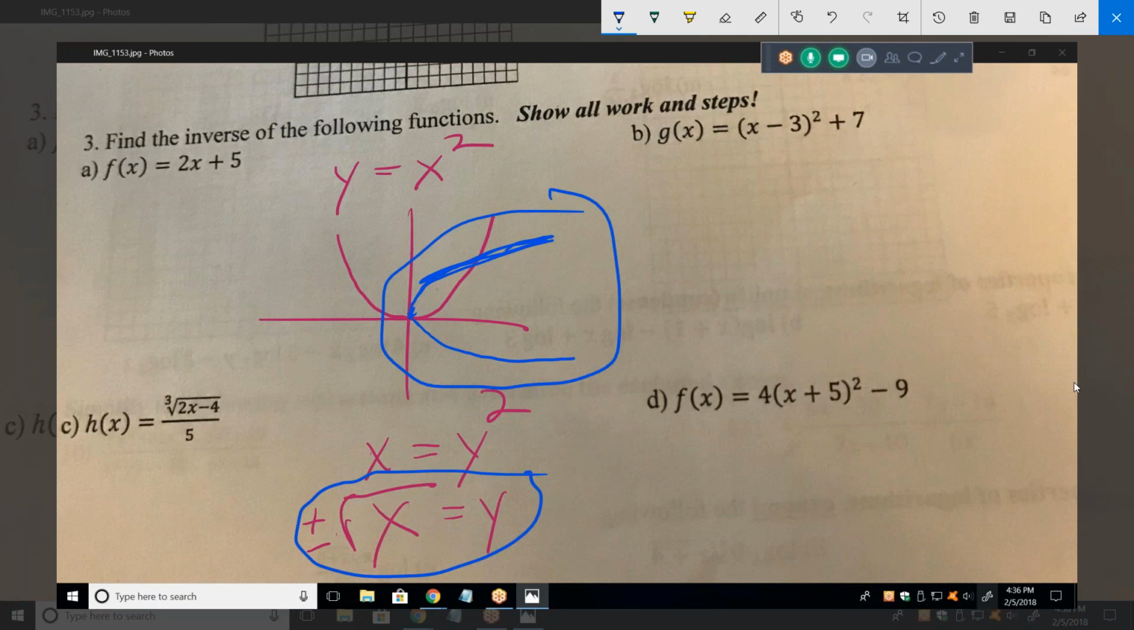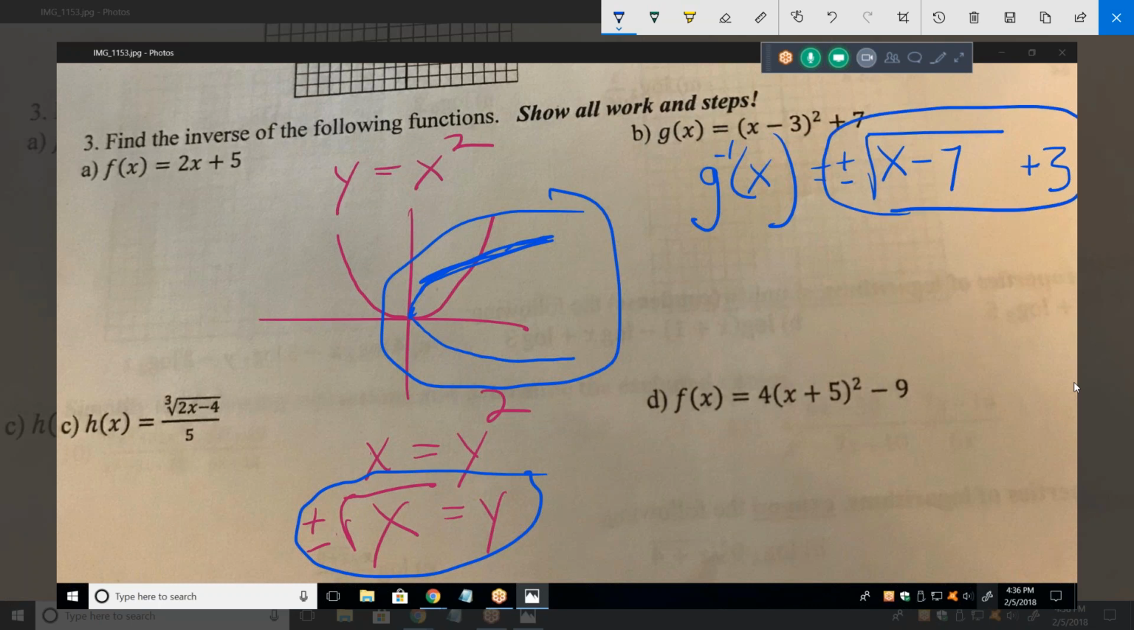Okay? So the real answer up here was plus or minus that plus 3. There's my proper answer given the question they asked. They didn't restrict x to the positive side of the spectrum. If they would have, then its inverse would have been a function.